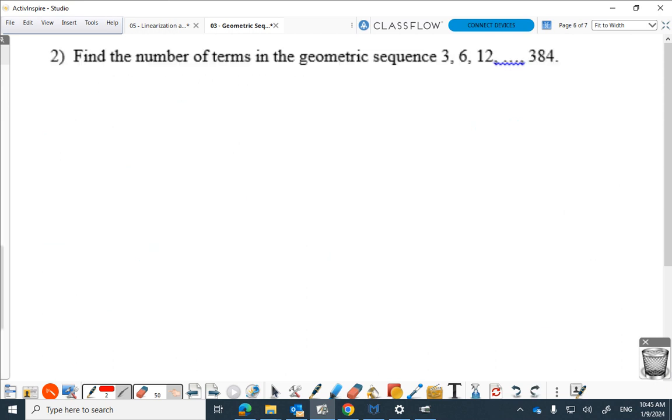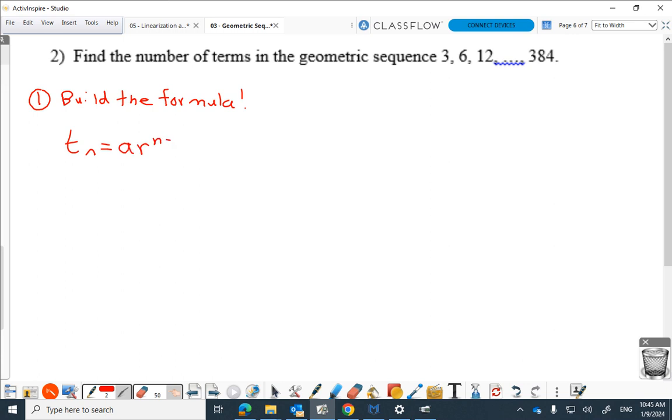Find the number of terms in this geometric sequence. Don't get intimidated by these. When it says find the number, even if you don't know how to find the number of terms, step one, build the formula. At least do that. You'll at least get the marks for building the formula. And then maybe once you have the formula, you might be able to go, huh, how can I use this thing to find it? So the formula is Tn equals A R to the n minus 1.